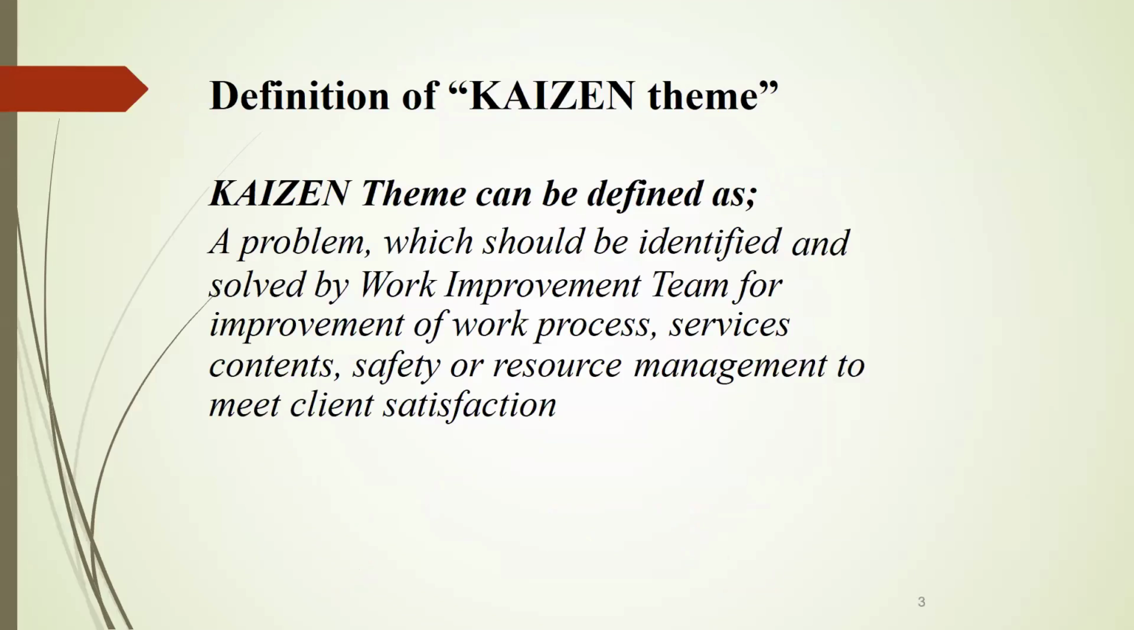A Kaizen theme can be defined as a problem which should be identified and solved by the work improvement team for improvement of work processes, services, content, safety, or resource management to meet client satisfaction. So basically, it's just improving on identified gaps with an aim of meeting the client's needs or satisfying your clients, because the bottom line is client satisfaction. You want to make your clients happy so that they can come back again and again to your facility. So you are improving on whatever you are improving so that you can meet the client needs. That is basically what Kaizen is.